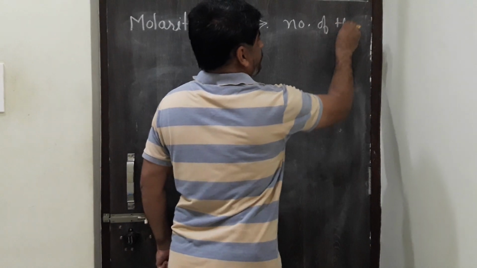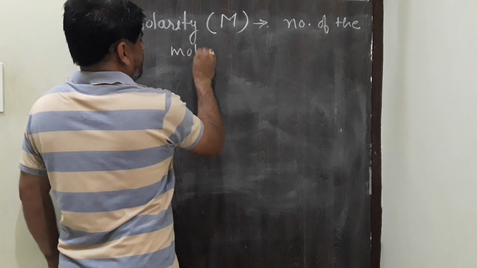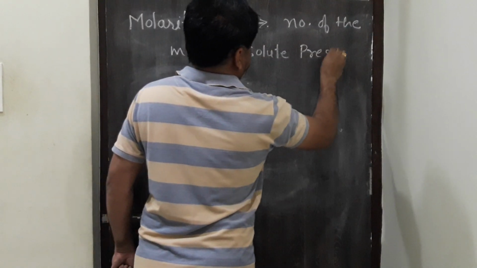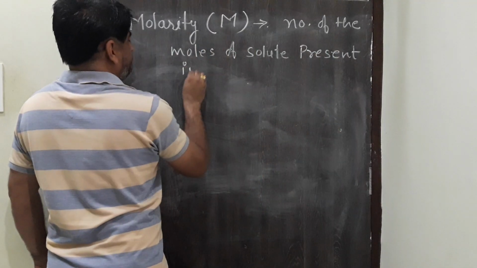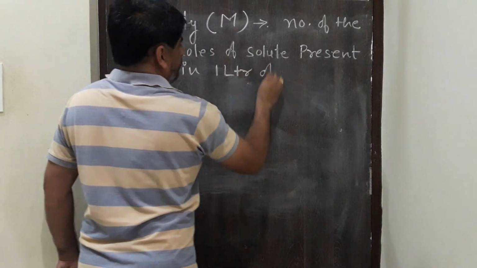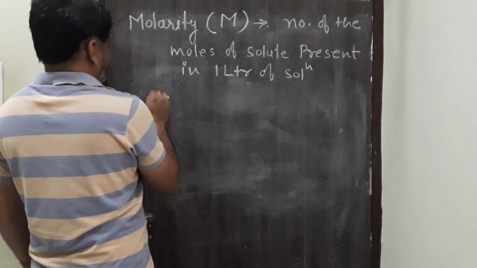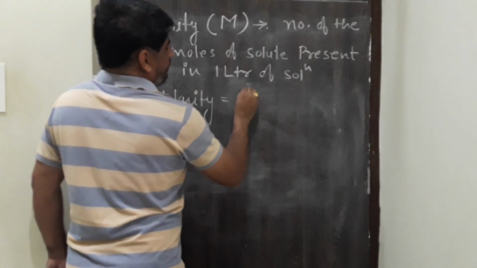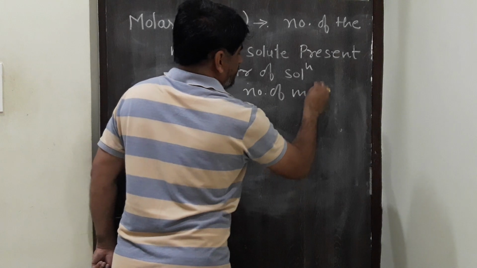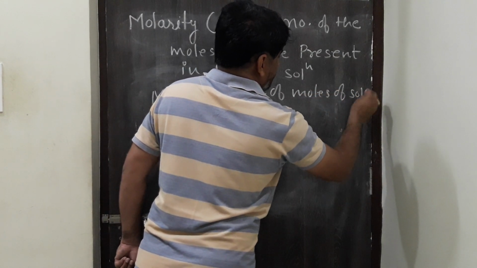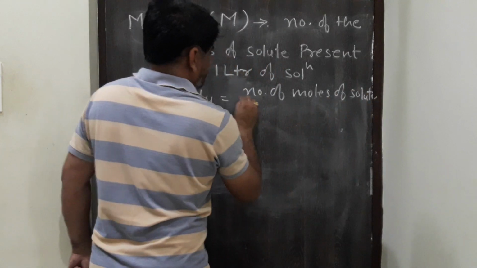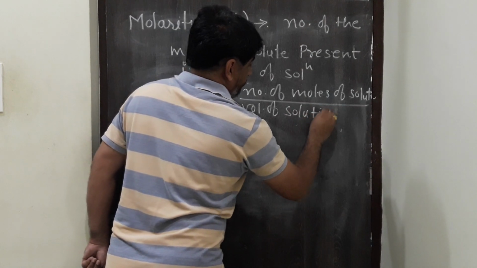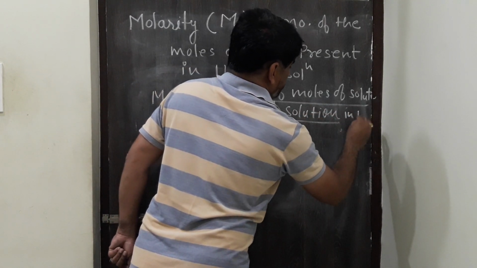Number of moles of solute present in 1 liter of solution. So simply, if we write molarity, number of moles of solute upon volume of solution in liter. Volume of solution, not solvent. Mind it.